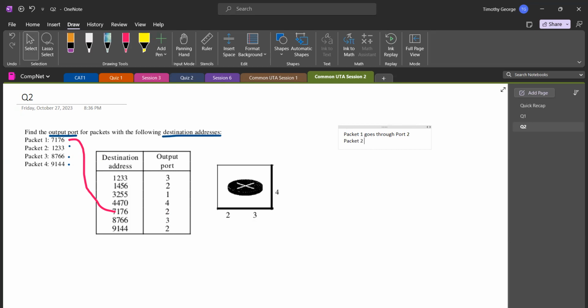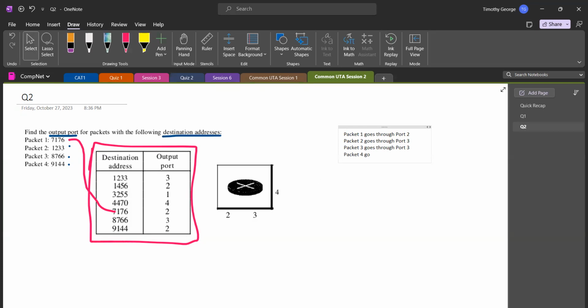It's a very simple question, but you need to know what this table is, and you need to know how to read this table. Once you know that, you can answer everything correctly. Packet 2 goes through output port 3. Packet 3, 8766, goes to which port? Output port 3. So 3, yes.